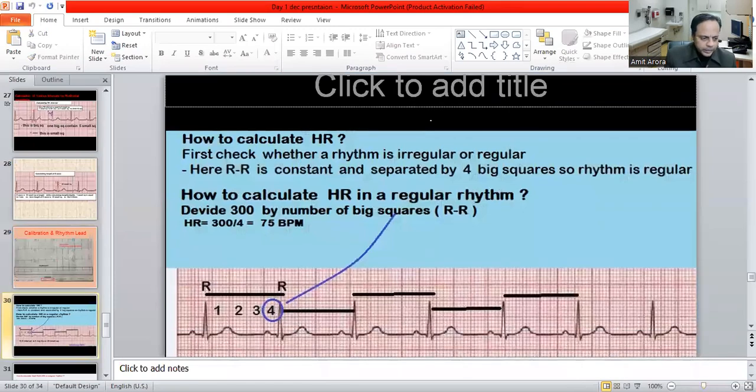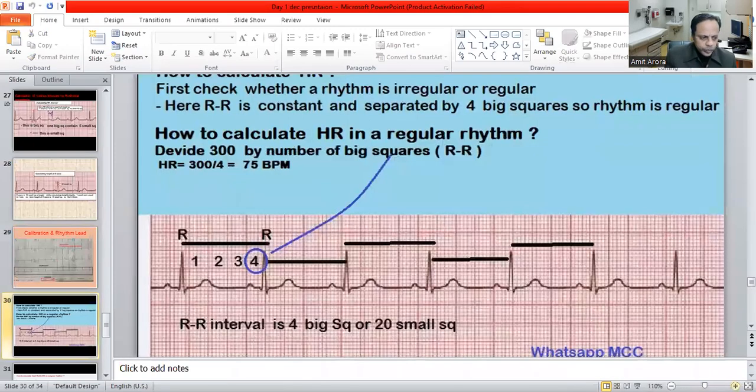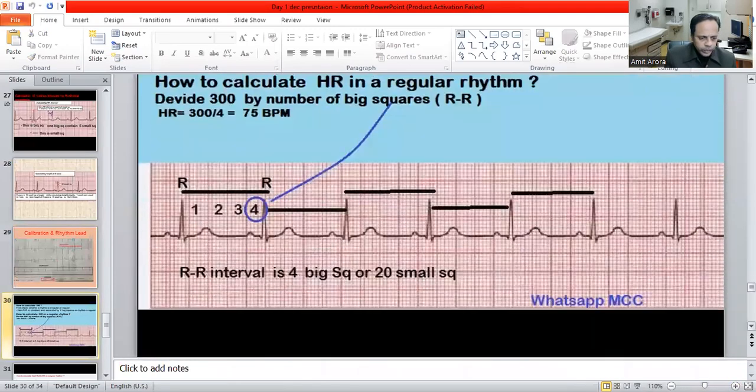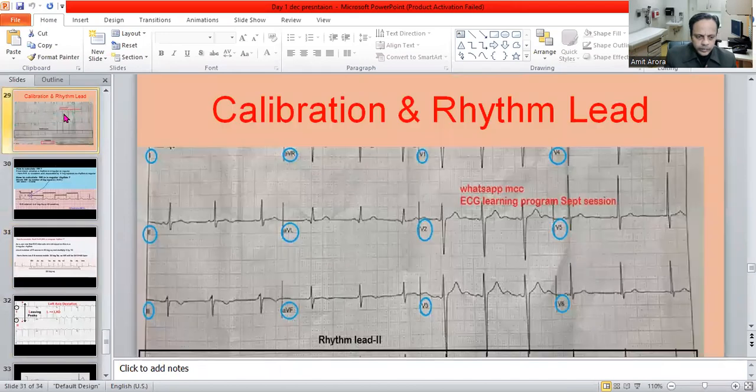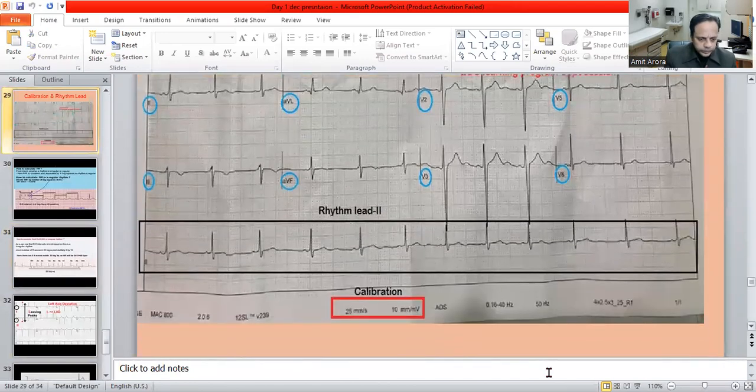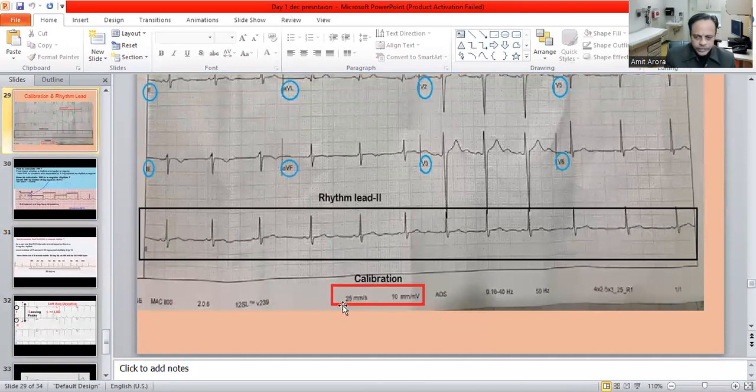Can you see here? Is it visible? You can zoom your screen also. Please check. Never miss this. This is 25 millimeters per second. It is the speed of the rotating paper of the ECG. And this is 10 mm per millivolt. These are the standard calibrations of the ECG machine.